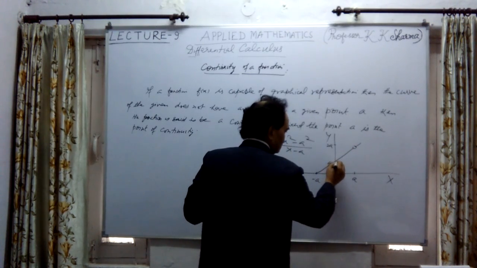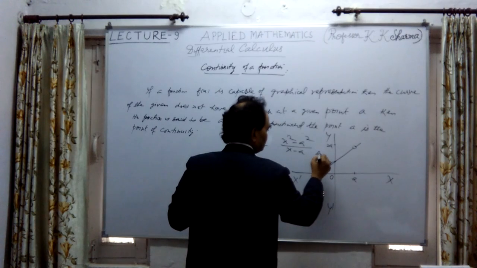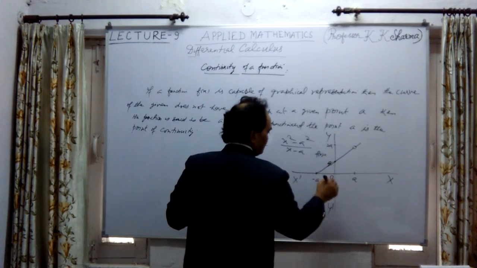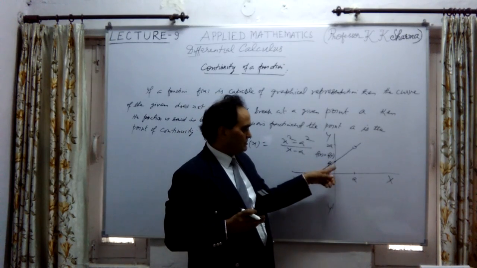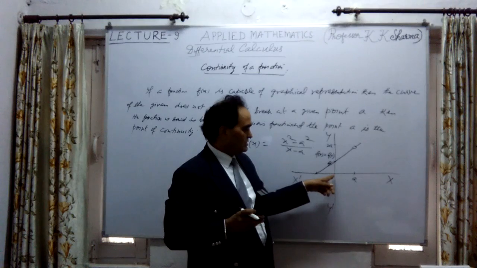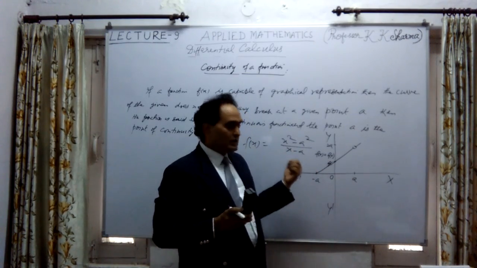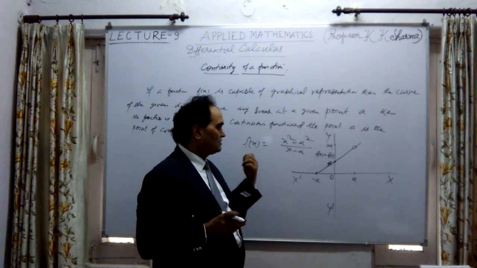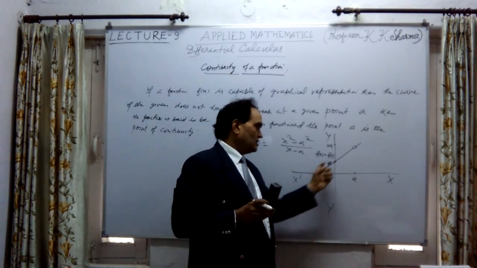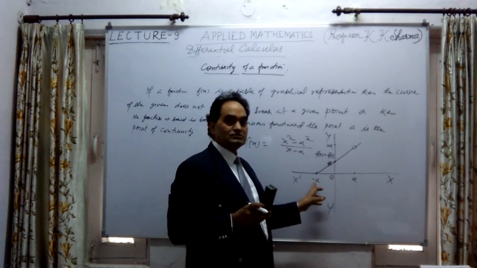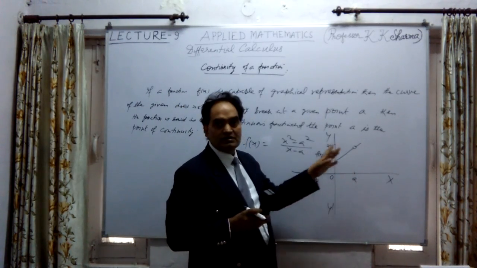Alright, so if I talk about f(a), at this point a, f(a) is not defined. But when x approaches a from the left limit and the right limit of a, where left means negative sign and right means positive sign, then the value will be 2a. But 2a is not defined here at x equal to a.